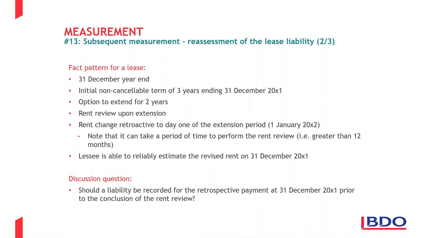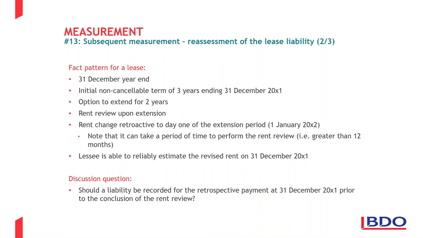So we know what our payments will be for the first 3 years. After the first 3 years before we extend, there's a market review or a rent review. And then also they say the rent change rate is retroactive to the day of the lease extension period, which would be 1 January year 2. Now, note that it can take a period of time to perform the rent review. So, sometimes it can take more than 12 months. So, we continue to use the property, but we haven't formalized the agreement. We haven't formalized the rent review, etc.